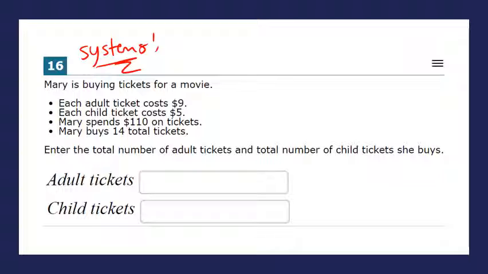Also, Mary buys a total of 14 tickets. What we're trying to figure out is how much each of the different types of tickets cost here. So let's do a little bit of analyzing here and see if we can come up with our system of equations.